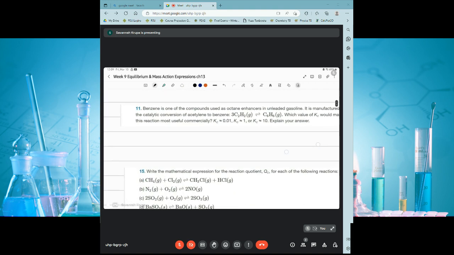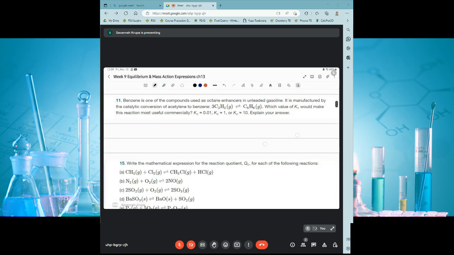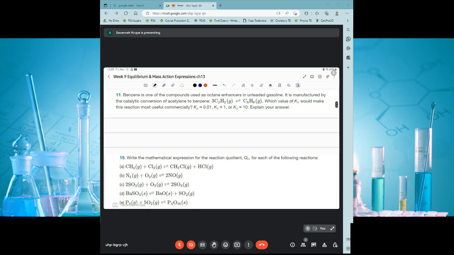So this is going to be on question 11. It says benzene is one of the compounds used as octane enhancers in unleaded gasoline. It is manufactured by the catalytic conversion of acetylene to benzene, and it has this reaction here. And it says what value of Kc would make this reaction most useful commercially: Kc of 0.01, Kc of 1, or Kc of 10.